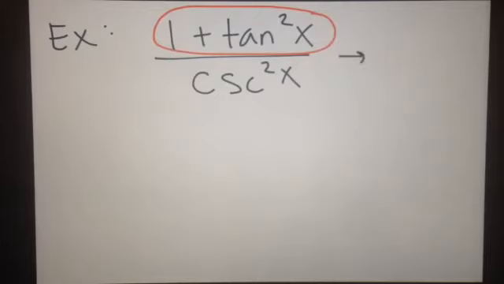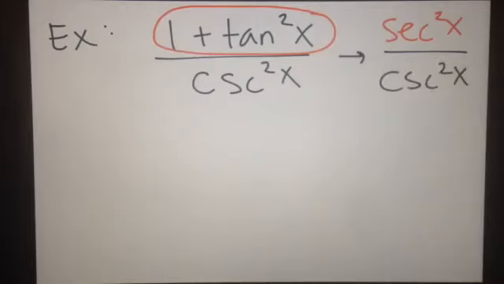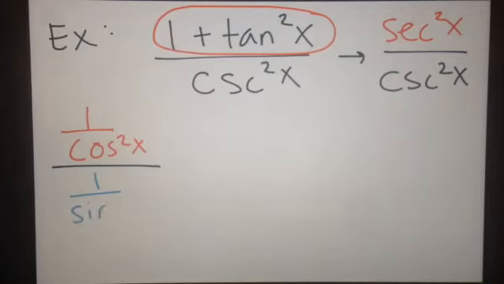So I'm going to take this problem, and I'm going to rewrite the top as secant squared x. But the bottom, I'm not going to change at all. Cosecant squared x. Next, I'm going to go ahead and take secant squared x and write that in terms of cos. So for the top, I'm going to write that as 1 over cos squared x. And then I'm going to go ahead and take the bottom of that fraction and take cosecant squared x and rewrite that as 1 over sine squared x.